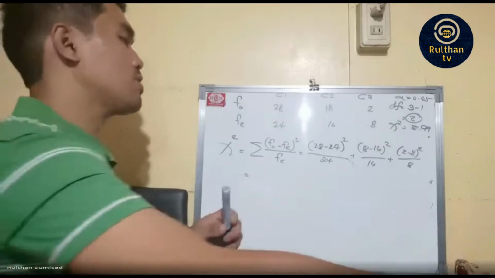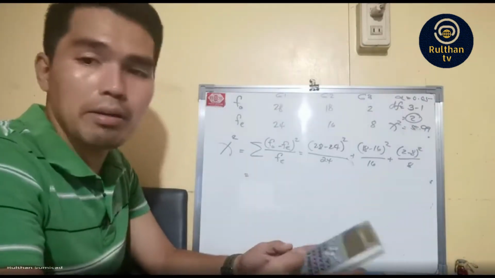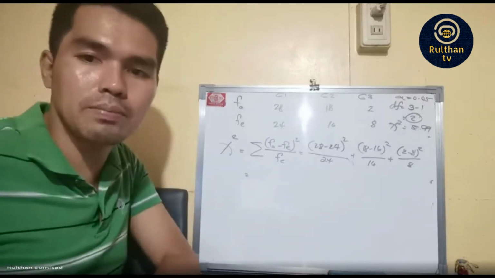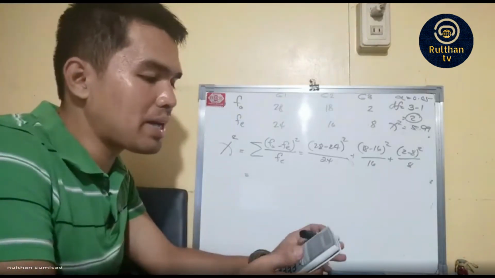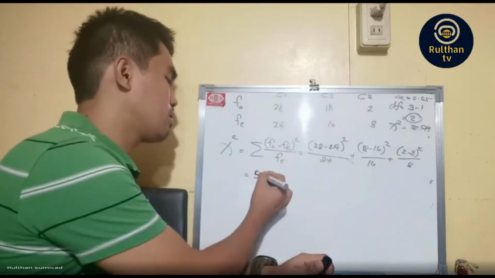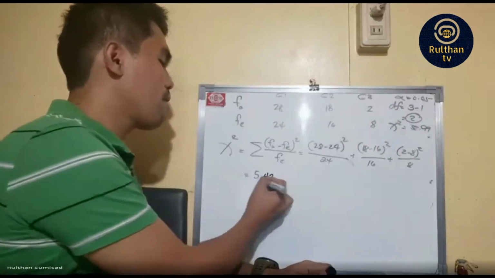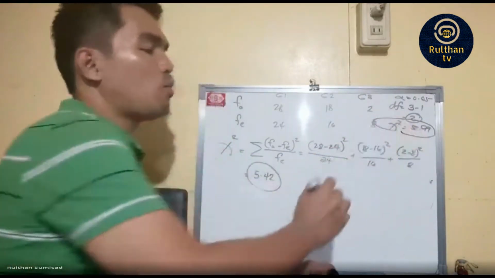Okay? Let's use our calculator to solve for our computed chi-square. What is the computed value? In two decimal places, our chi-square computed is 5.42. Now, if we compare the computed and the critical, what must be the decision?